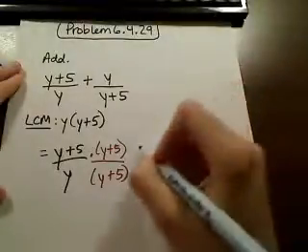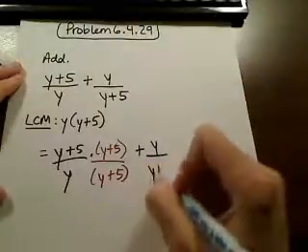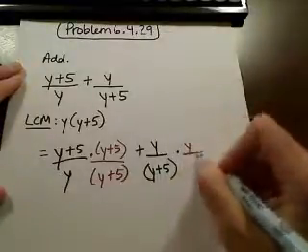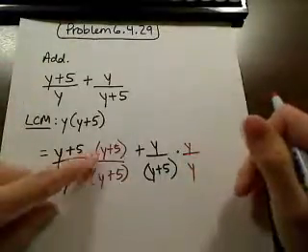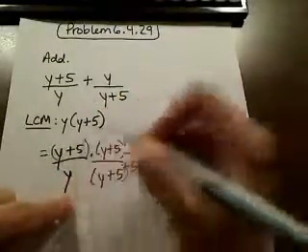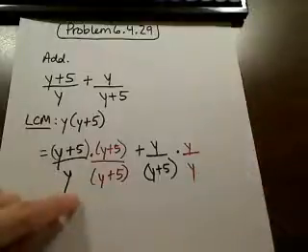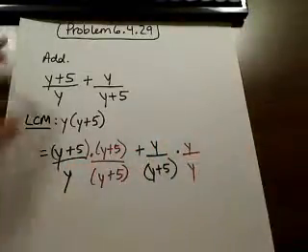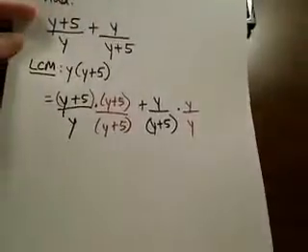Second fraction, we are multiplying by just the singular y. And you need to remember that when you're multiplying by a quantity, so this is a quantity right here, a binomial, you need to have parentheses around it. The reason for that is because when we multiply, we're actually multiplying by the whole thing, and to show that, we need the parentheses.